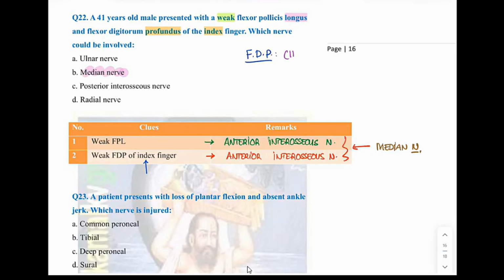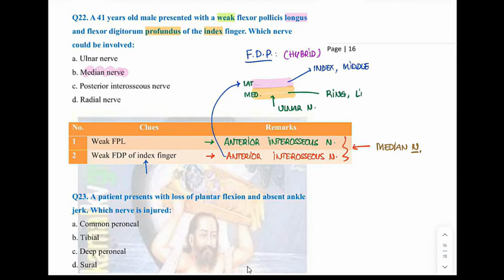Clear? It is a hybrid muscle, and when we say hybrid muscle, it means it has two nerve supplies. So it has got two halves. One is lateral half, another is medial half. Okay, so this is lateral, this is medial. The lateral half is supplied by the anterior interosseous nerve, and the medial half is supplied by the ulnar nerve. Clear? And the lateral half is going to the index finger and the middle finger, and the medial half is going to the ring finger and the little finger.